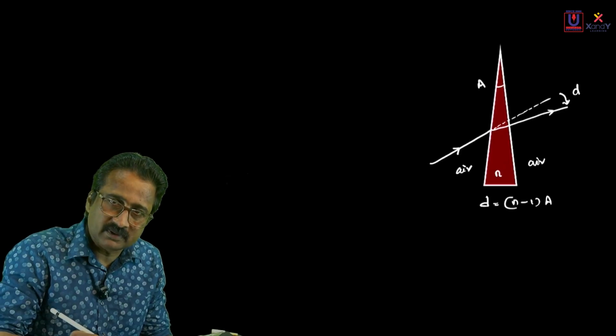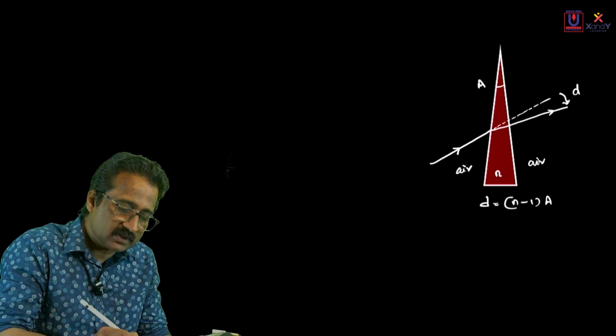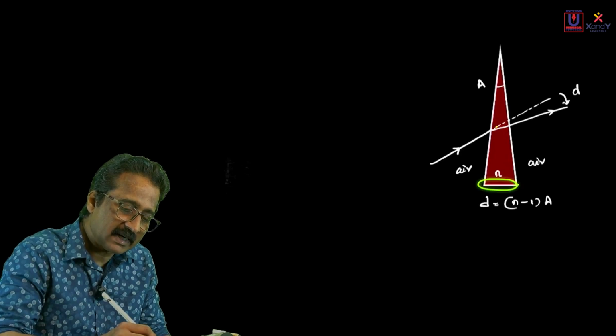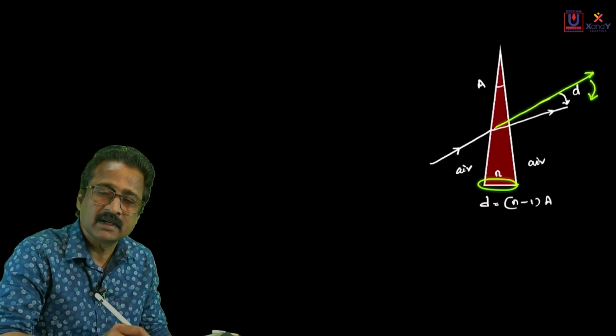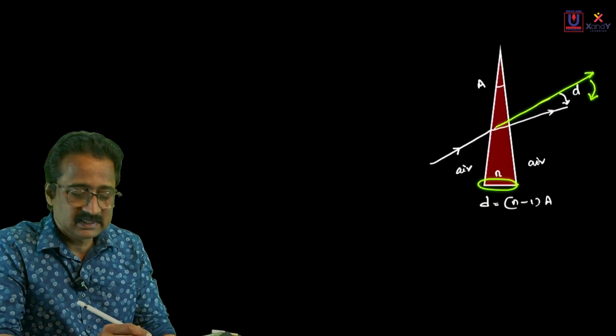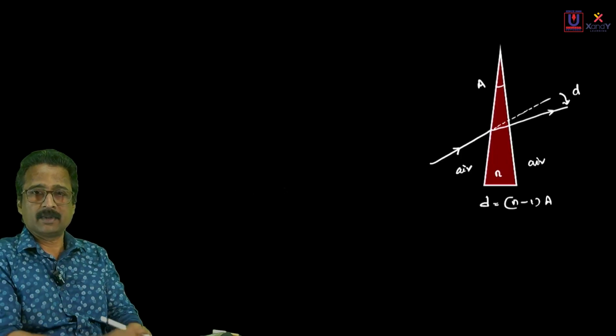And always remember, the deviation will be towards the base of prism. I have shown here this as the base of the prism. Actual path of light ray was this. Look at the way the light ray is turning. It is turning towards the base. So that approximate equation for deviation is given by n minus 1 into a.